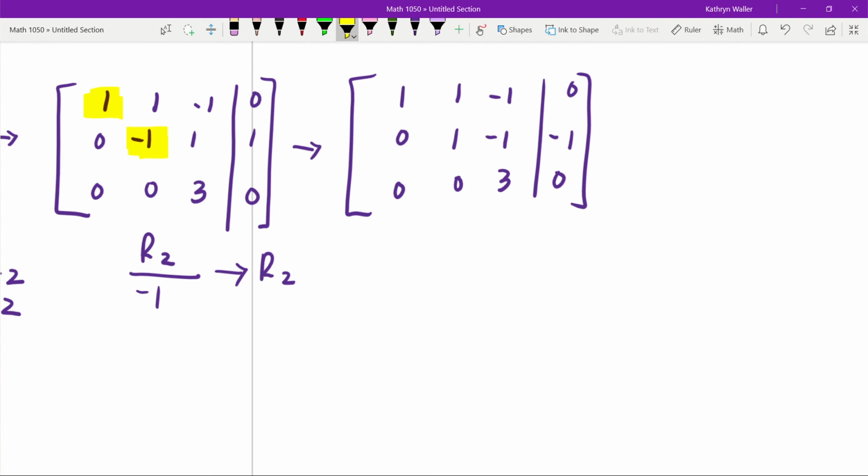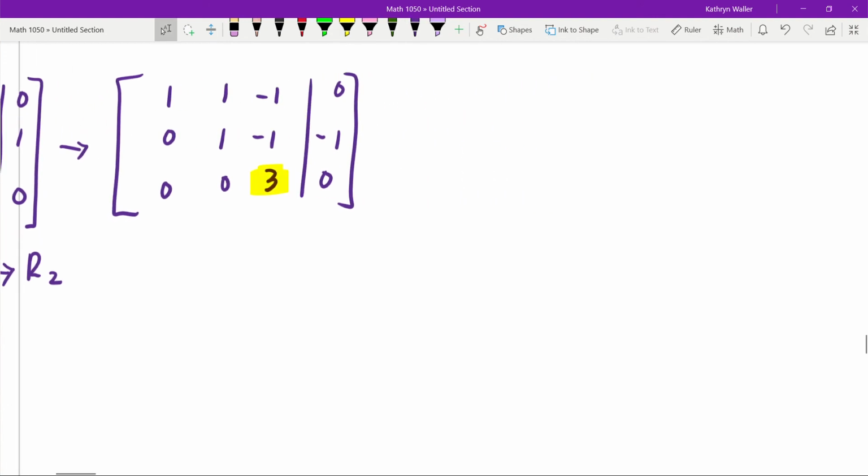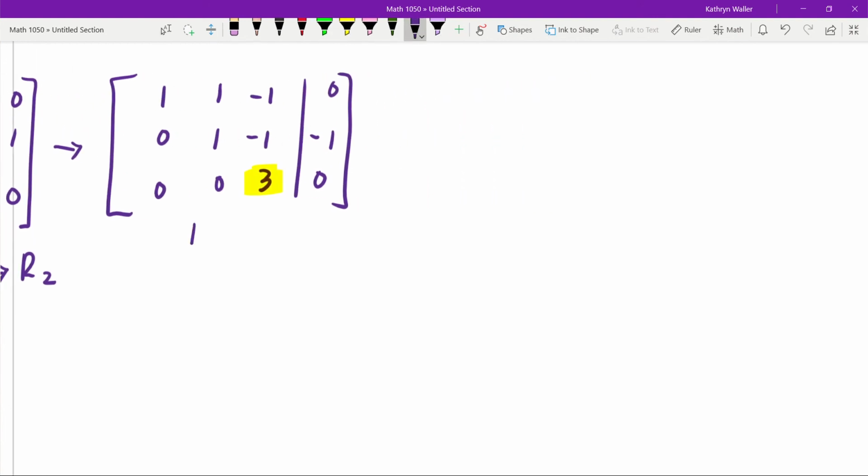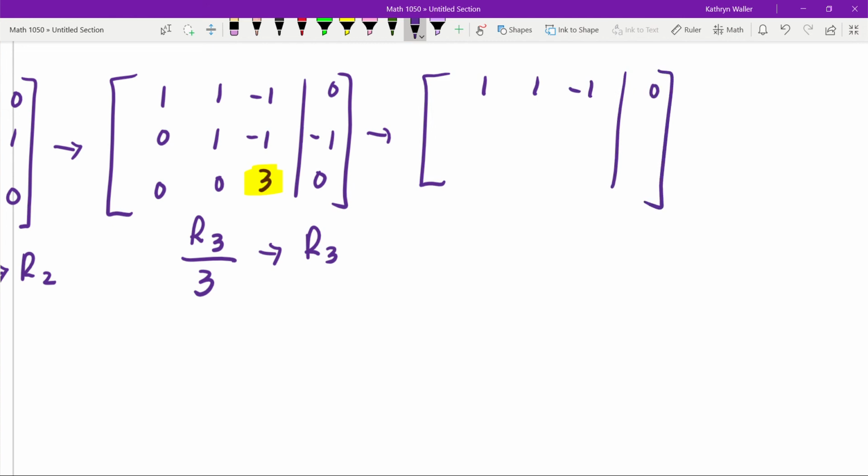The last thing that I need is a 1 right there. So easy. Take the row number, write it down, divide it by what's there, becomes your new row 3. Then you'll have 3 over 3, which is 1. So row 1 doesn't change. Row 2 doesn't change. Divide by 3. 0 divided by 3 is a 0. So this is 0, 0, 1, 0.